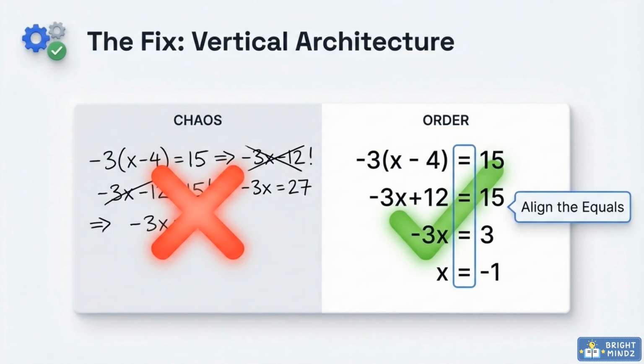Messy working is one of the fastest ways to lose marks you actually deserve. Your brain is already under pressure. Don't make it fight your handwriting and layout. Use vertical architecture. Each new step on a new line, equals signs lined up in a straight column. Then you can instantly see the flow, spot missing steps, and check your work, and the examiner can easily award follow through marks.